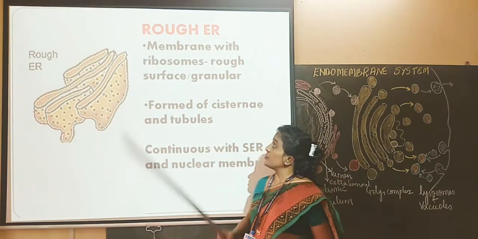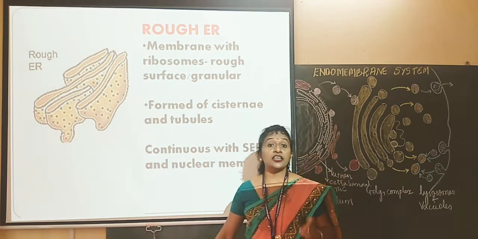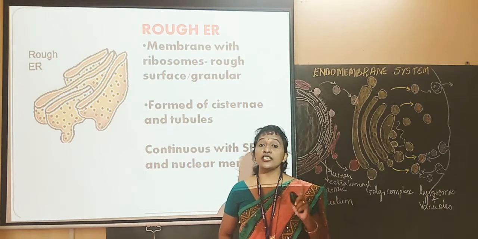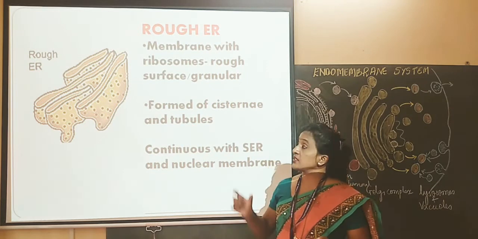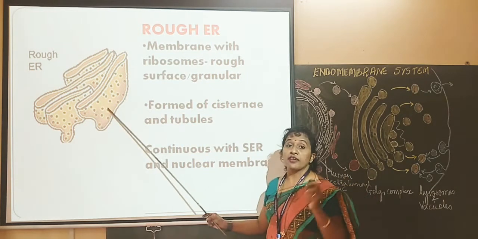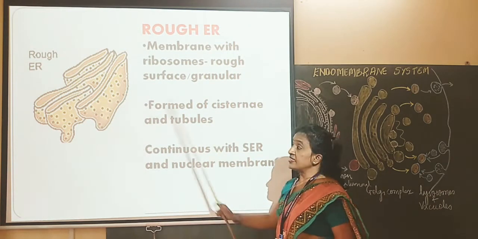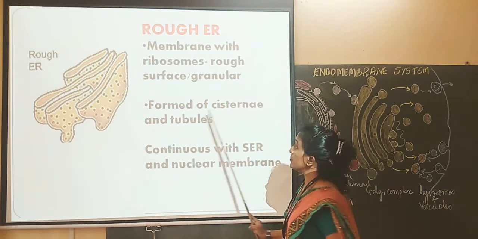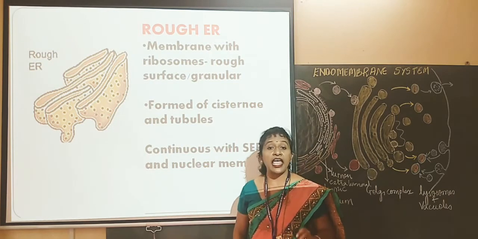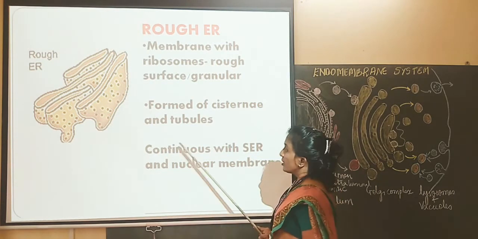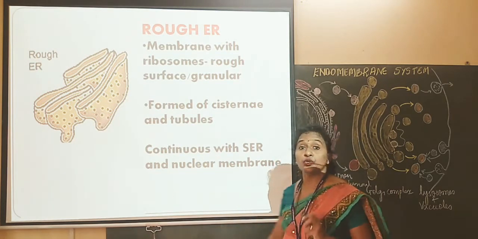So rough endoplasmic reticulum has ribosomes. Okay, we should remember that ribosomes play a very important role in protein synthesis. These ribosomes are present on the membrane of the endoplasmic reticulum and perform the function of protein synthesis. This rough endoplasmic reticulum is made up of cisternae, that is sac-like structures we can see, and also has tubules. It is also continuous with smooth endoplasmic reticulum and the nuclear membrane.